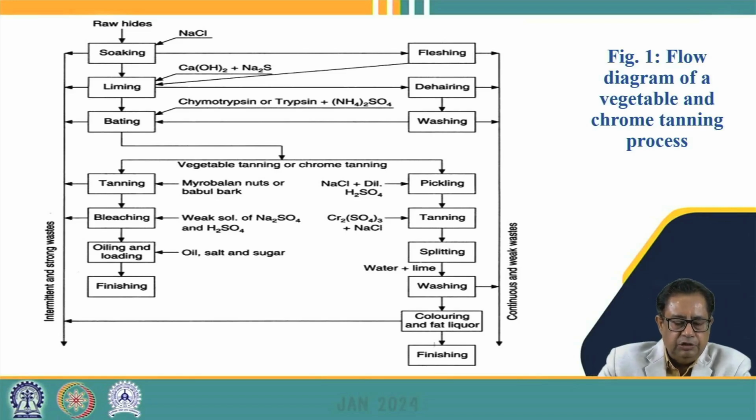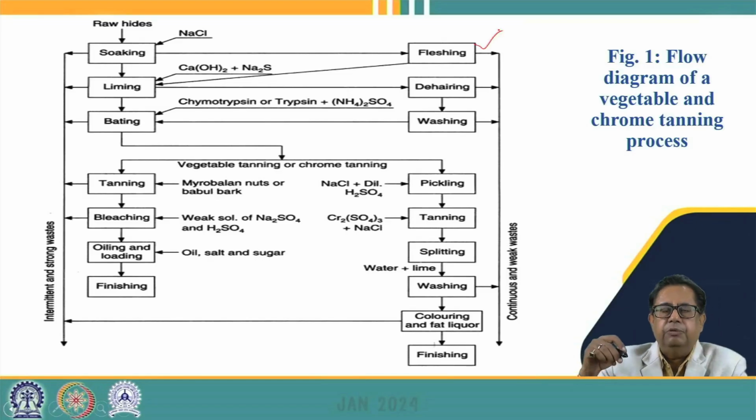And here we can see that it may lead to the intermittent and strong waste from the soaking process. And after the soaking process, we can take it to the fleshing, where basically we try to remove the flesh by washing it further, by soaking it further. And this fleshing may produce a waste which is continuous, and it is a weak type of waste.